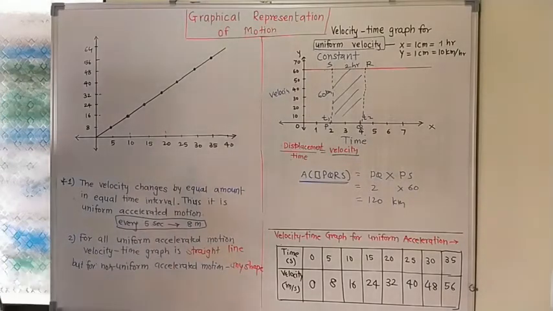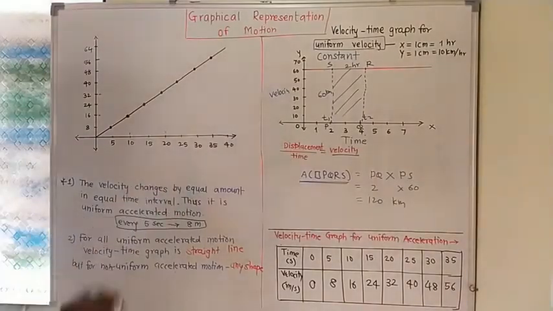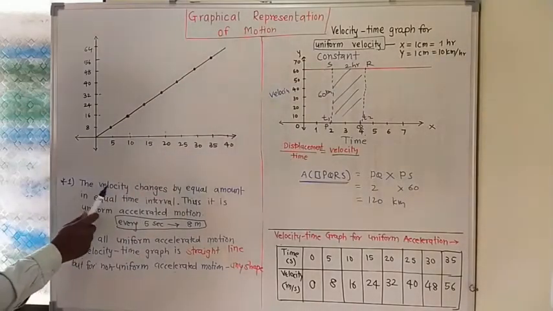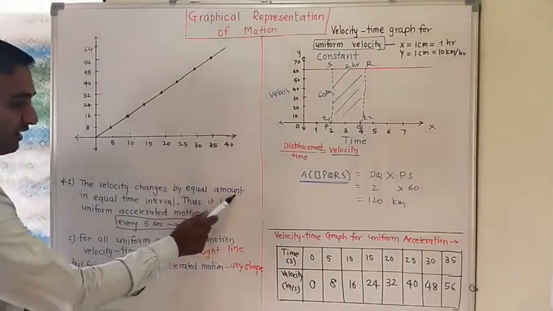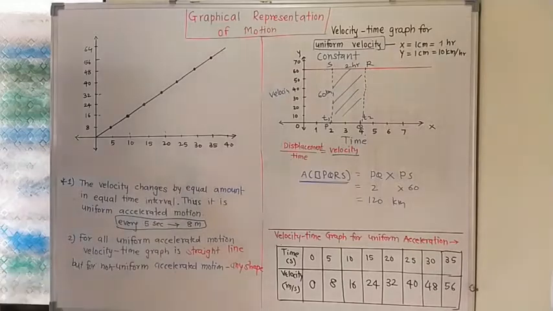So this is called as what? Uniform accelerated motion. So what is the definition of uniform accelerated motion? The velocity changes by equal amount in equal time interval, thus it is uniform accelerated motion.